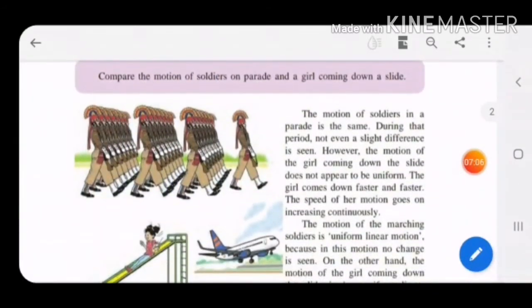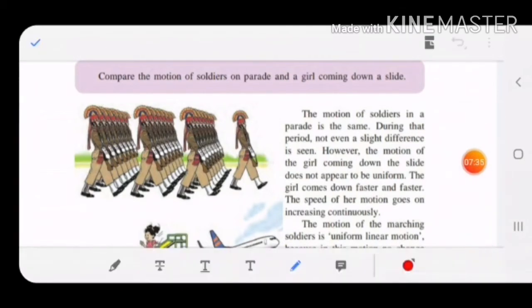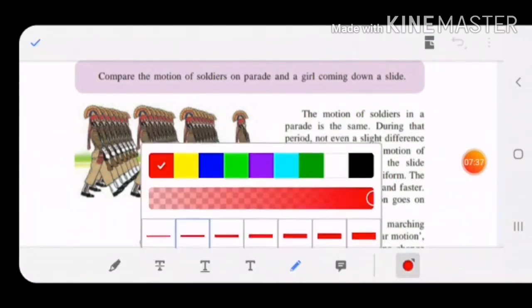Now children, we are going to see the types of linear motion. Before that, they have given us a comparison of the motion of soldiers on a parade and a girl coming down a slide. Two examples to explain two types of motion, that is uniform linear motion and non-uniform linear motion. First we have studied linear motion. There are two types of linear motion. The first one is uniform linear motion and the second one is non-uniform linear motion. For explaining this, they have given us the example of these soldiers and the girl coming down from a slide.